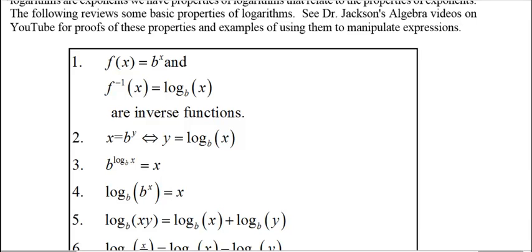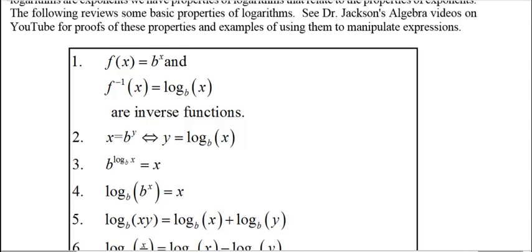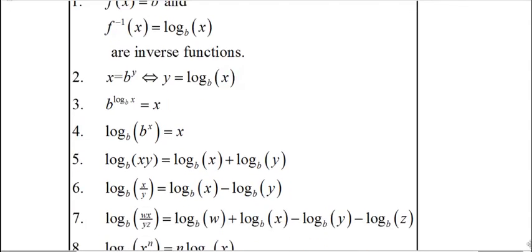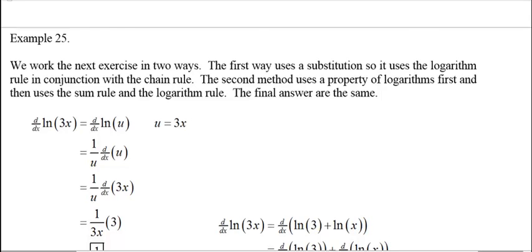So f of x equals b to the x, and f inverse of x is log base b of x, are inverse functions. That means if I do one and then the other, they cancel each other out. If I first do log base b of x and then do b to that power, they cancel each other out, leaving only the x. Or if I do it in the other order, do b to the x first, then do log base b of that, again they cancel out, giving x. That's the basic property that if you compose f with f inverse, you get just the input that you started with, x.